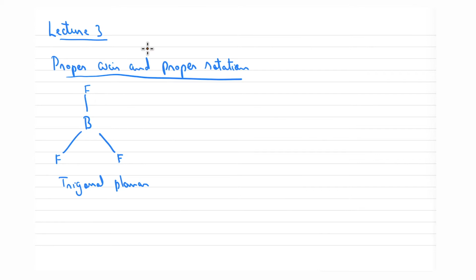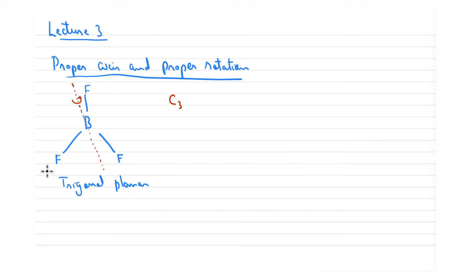So let us first try to identify the first symmetry element, the proper axis. This will be perpendicular to the plane of the board passing through B. So this is called a C3 proper axis, right? And then we will see what all operations it will give.